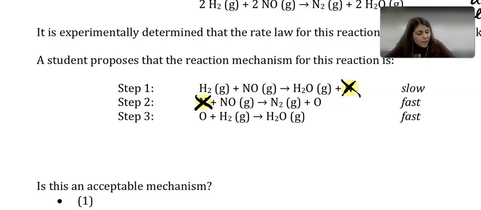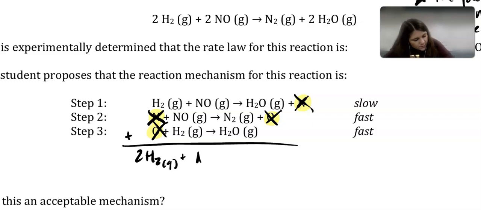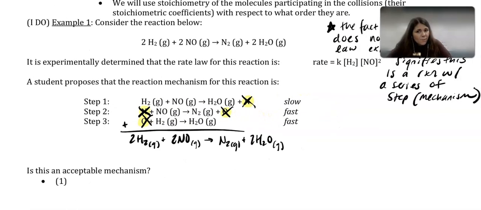You also will notice we have oxygen, okay? So the oxygen is a product, also a reactant. So I'm going to cross that off. I don't see anything else. So let's see if this matches my balanced overall from the start. So 2 hydrogen plus 2 nitrogen monoxide, making 1 nitrogen and 2 water. So right now, this does match up with my balanced overall.